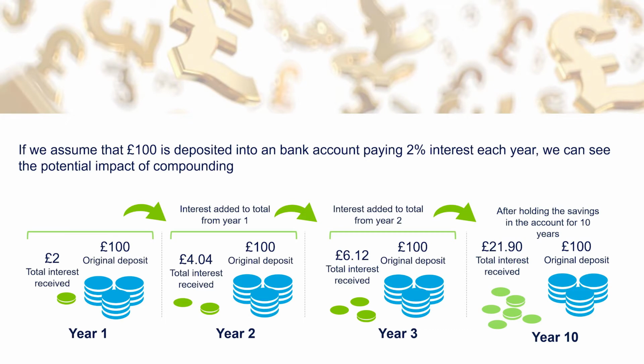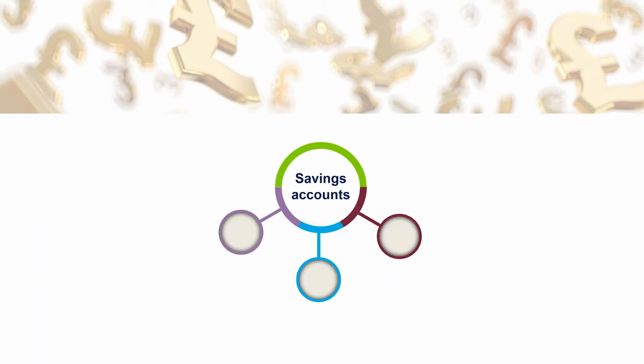After 10 years, a total of £21.90 in interest would have been added to the account. Of course, interest rates may increase or decrease in the future. For the purpose of this example, we have assumed that interest rates remain unchanged. Higher interest rates, paying more into a savings account, and leaving the money in the account for longer will mean compounding interest will have a greater effect. As we have seen, compounding interest can make a difference to the overall returns you will receive.